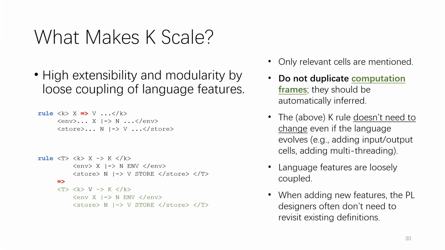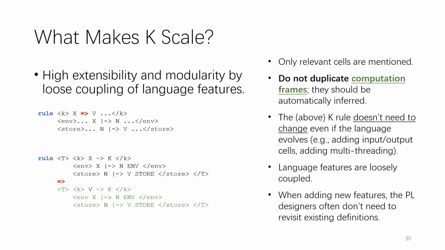So if we define our semantics like this, then every time we need to update the language, for example, adding a new cell for IO or for exception, we need to come back to this rule and make changes here, and this makes it not scalable.